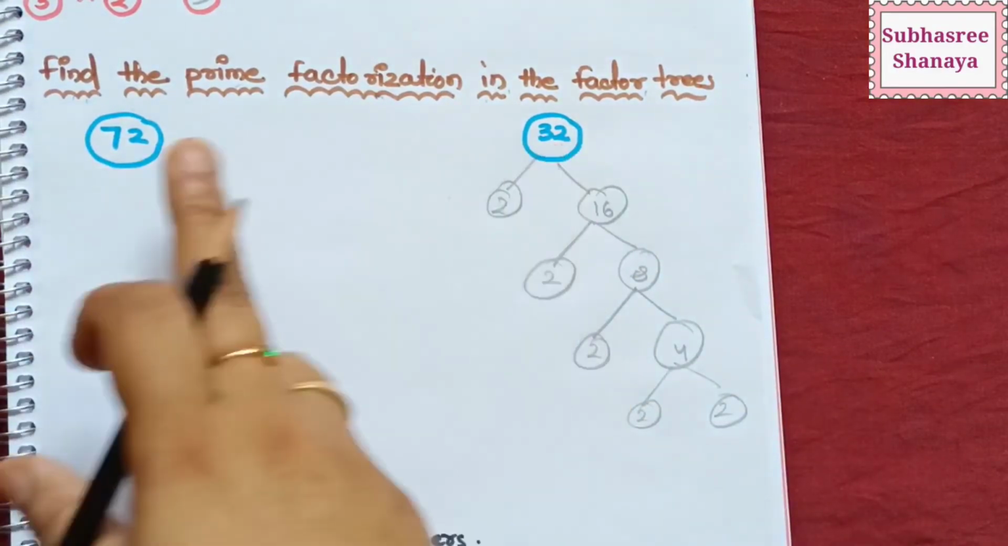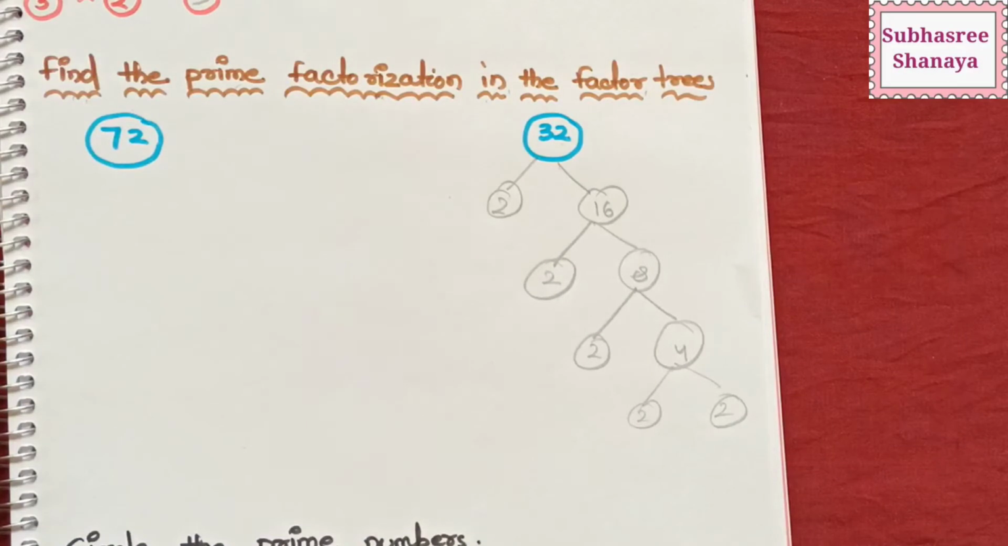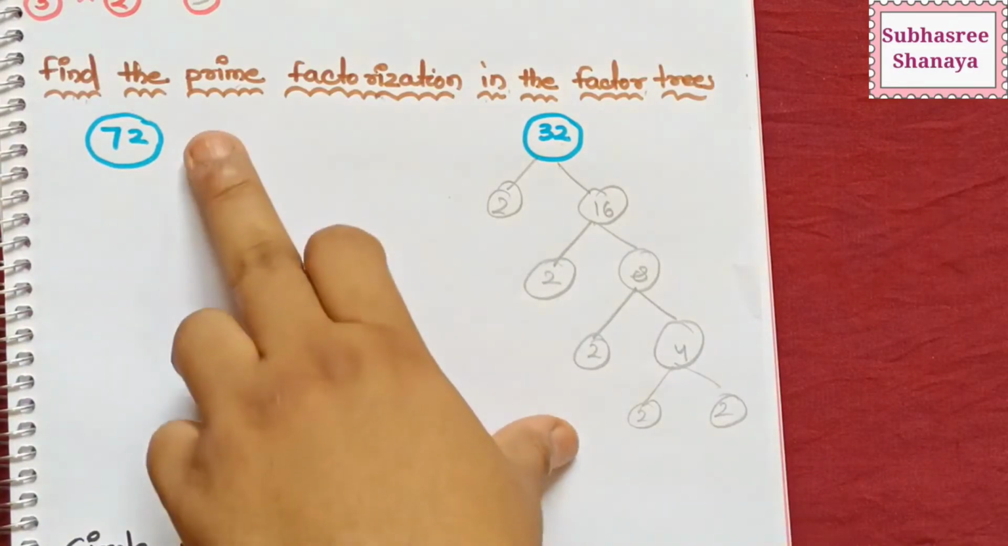Now I have given only 2 numbers. You can give more numbers for daily practice so that they can easily learn how to find a factor and how to find a prime factorization.